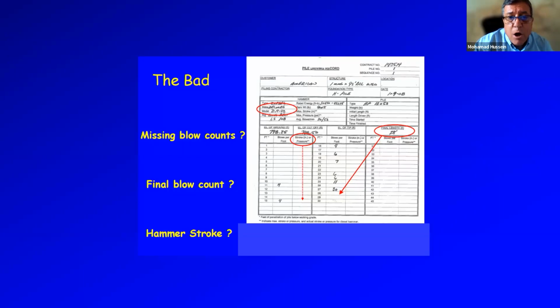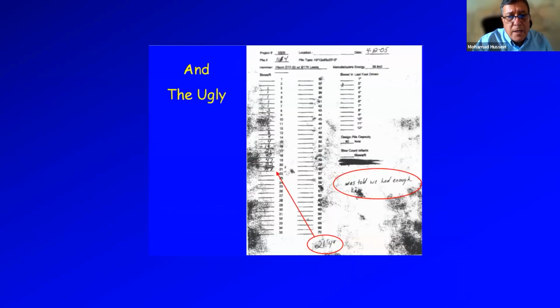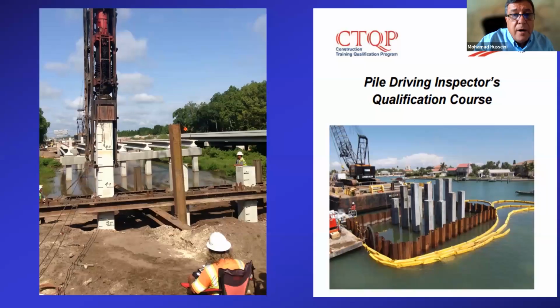This pile driving log for this particular pile shows that the pile was driven to 28 feet, but there's no blow count at 28 feet. So we don't know what the last blow count was. Remember, blow count is a basis of acceptance. This is a real ugly one. You can't really get much information here.